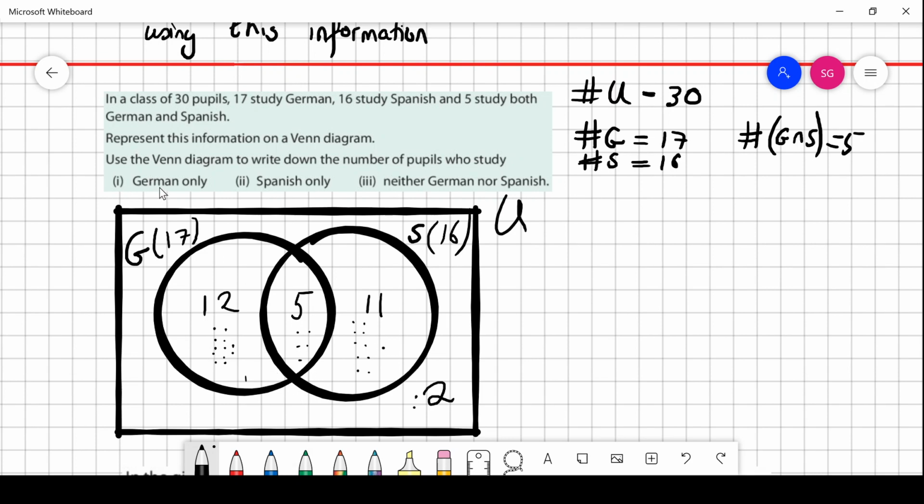So how many students study German only? That's going to be the students who take German but not Spanish. So that'll just be 12.